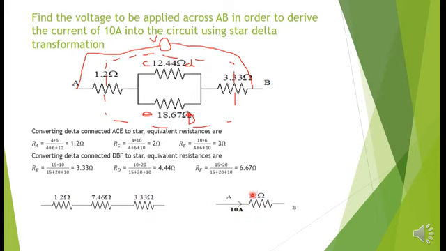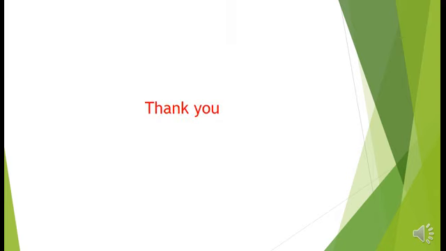Now I can find out what is the voltage to be applied. So voltage to be applied is equal to I into R. So voltage to be applied VAB is equal to 10 into 12, so 120 volts. So like this we need to find the required parameters using star delta or source shifting, source transformation. So we will solve a few more problems in the next session. Thank you.